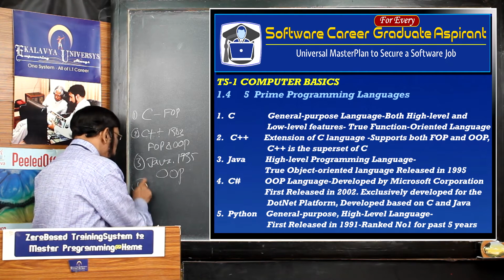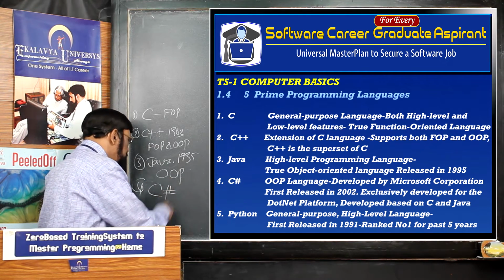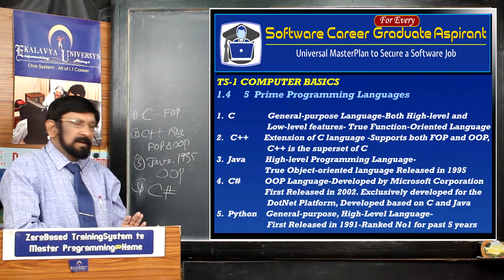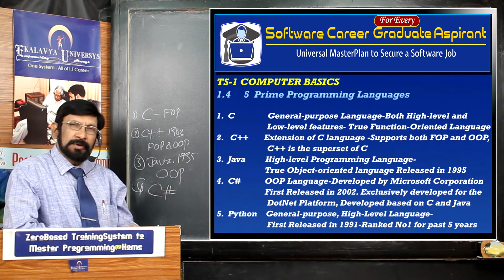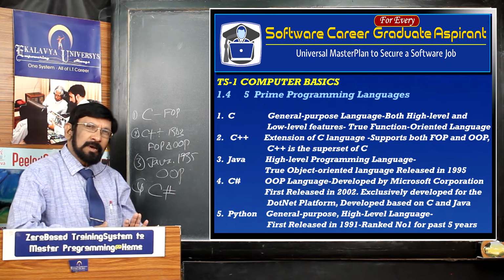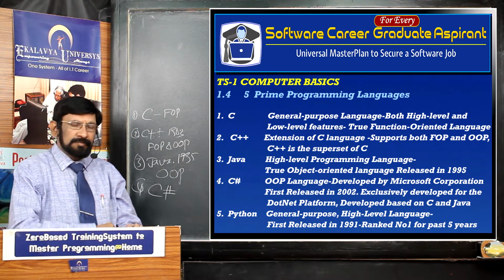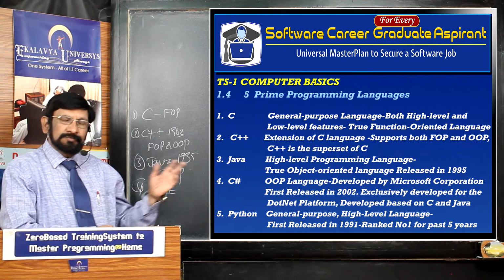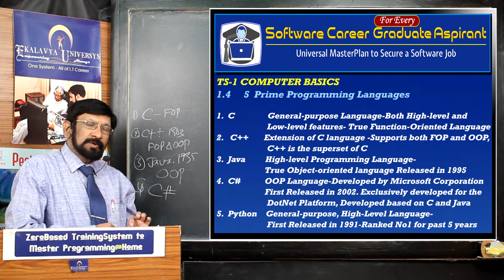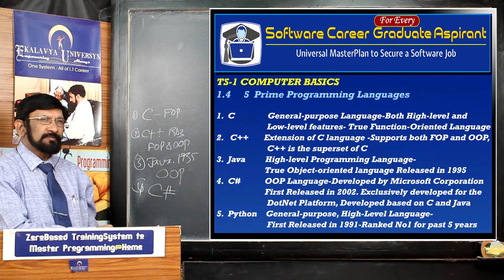The fourth one is C sharp, and this is developed by Microsoft Corporation. Actually, this was developed as a competitor to Java. It was developed for their .NET platform.